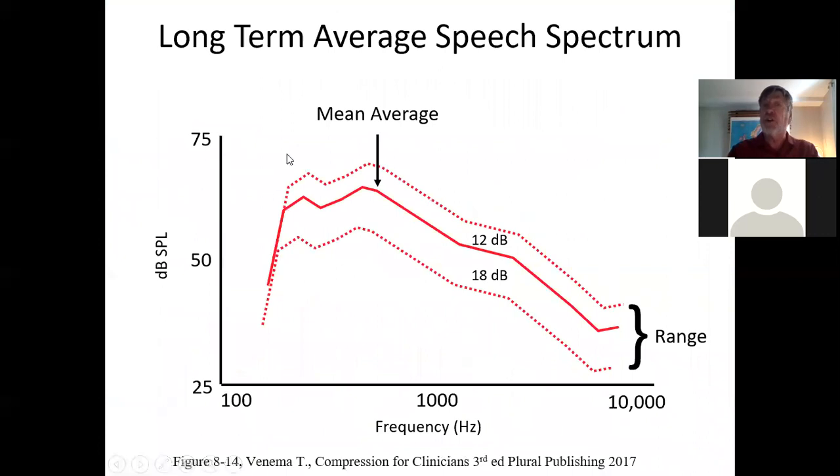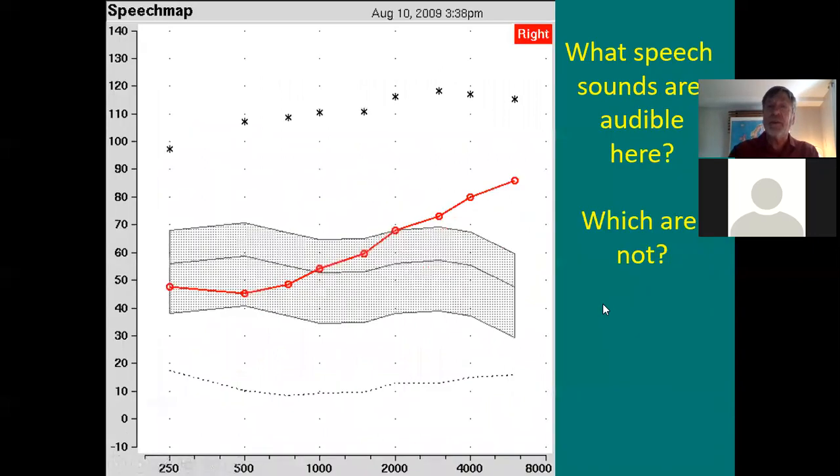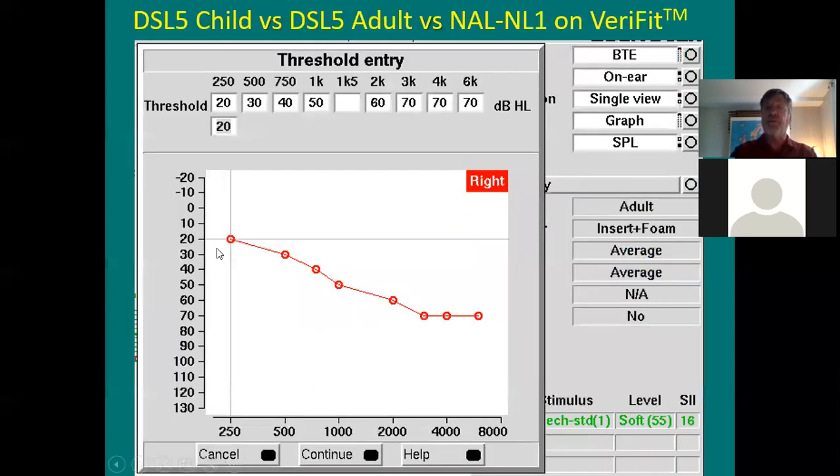Again, long-term average speech spectrum, the mean isn't exactly in the center of the range. Why is this greater here? Because that's the vowels, this is the consonants. What speech sounds are audible here and which ones aren't? The ones that aren't are the ones over here. The ones that are over here are literally above the thresholds.